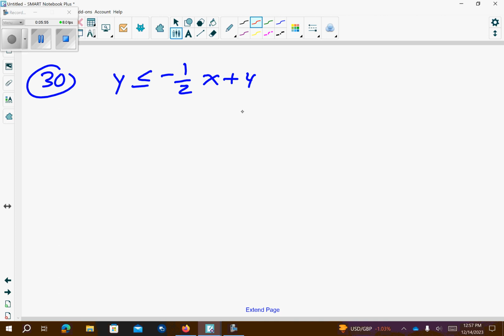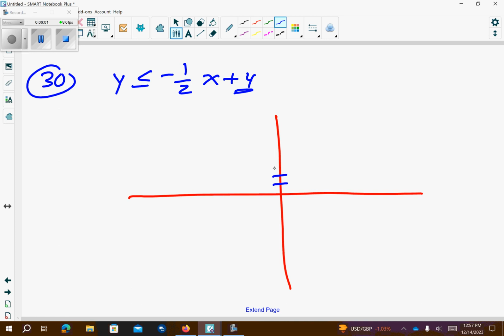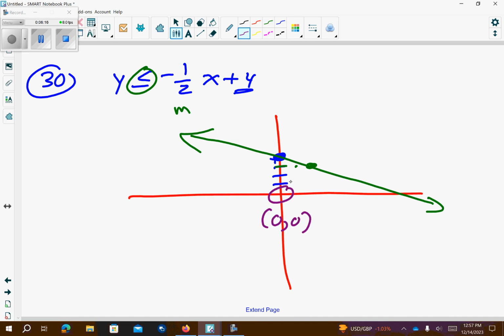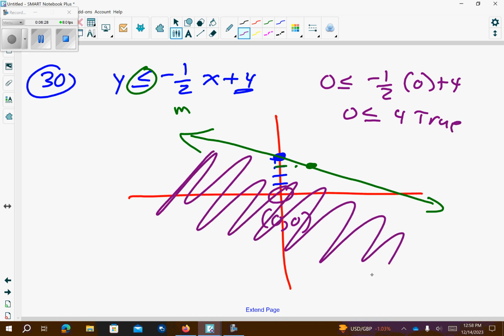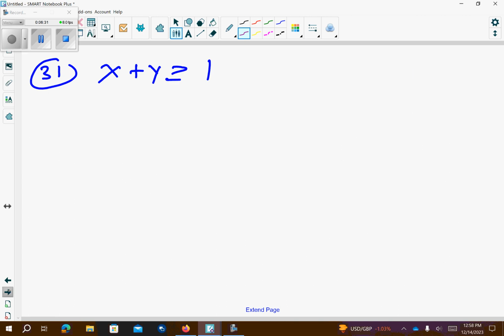Number 30, this is the inequality. So we're going to go ahead and graph this like normal. So I know I have a positive 4 here. And my slope is going to be down 1, right 2. It's an inequality. It has an equal sign, so I'm going to keep it as a solid line. If there wasn't the equal sign, don't do that. Check to see if (0, 0) works. That's underneath the line. So I'm going to get 0 is less than or equal to negative 1/2 times 0 plus 4. So 0 is less than 4, that's true. Shade the side that the (0, 0) is on. Of course, they did it nicer on the paper.